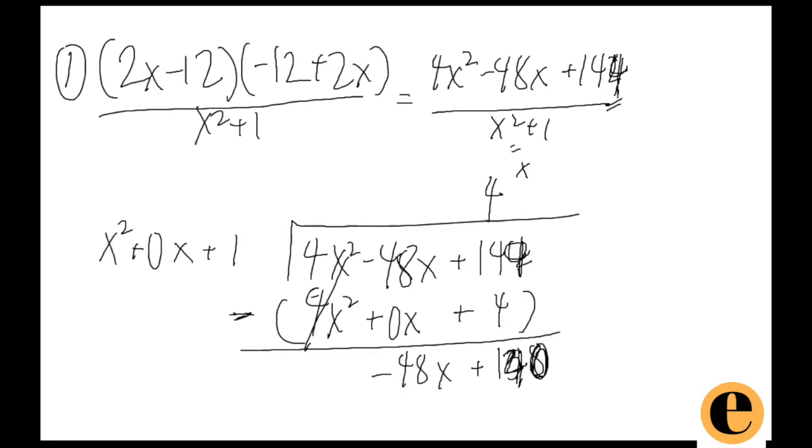Okay, so anong final answer natin dito? Our final answer here would be 4 plus negative 48x plus 140 over x squared plus 1. Okay? Nakuha ba? This is your final answer.